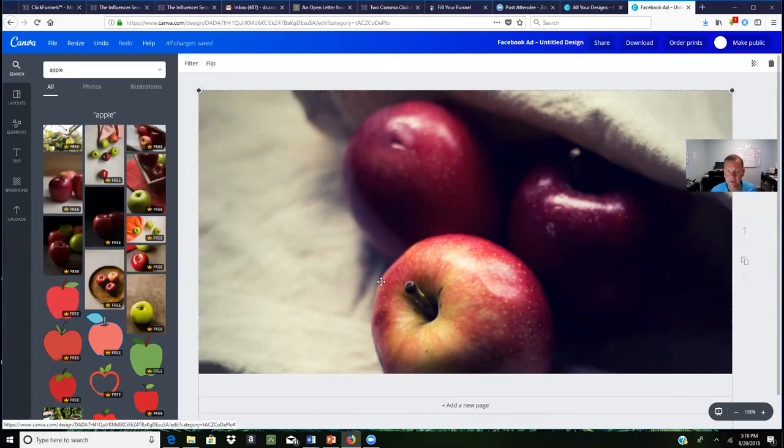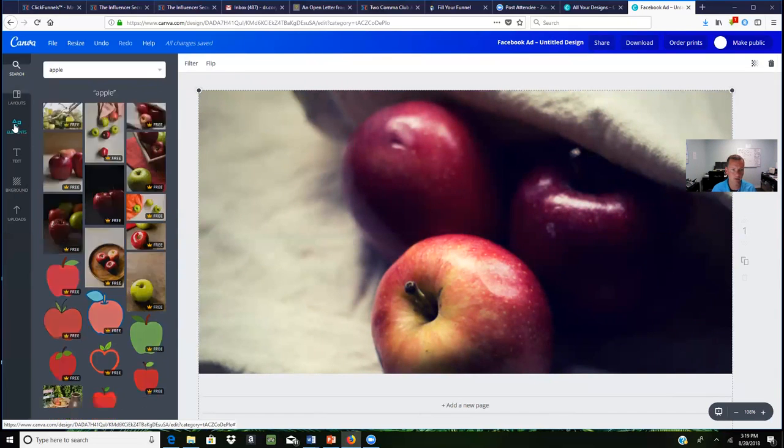You can put words on here. You don't want this to be too wordy because this is supposed to be your image, not your headline or copy. And Facebook will actually disapprove you if you have more than 20% of this image as wording. So you don't want to be disapproved. You want to be approved when you're submitting your ad for approval.